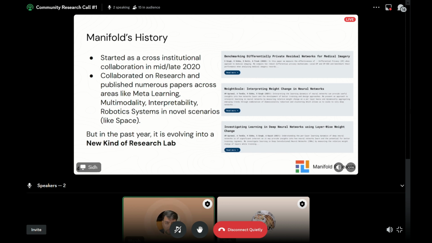This was amongst colleagues at various well known academic institutions, and we basically published a bunch of papers across different topical areas like meta learning, multimodality, a couple of interpretability papers, and novel interpretability metrics. We even worked in some applied areas like control systems for robotics, but specifically in scenarios like space, which are underexplored. It was a really rewarding research initiative and was quite productive. But in the past year, it's actually evolved into something we're starting to call a new kind of research lab. Go ahead and go one slide forward.